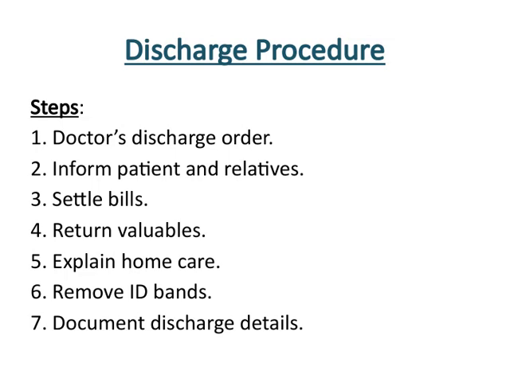Let's walk through the discharge procedure, which is a crucial part of patient care and ensuring a smooth transition from hospital to home. First, we need the doctor's discharge order. This is the official clearance that the patient is ready to leave, confirming that all medical requirements have been met. Once we have that, the next step is to inform the patient and their relatives about the discharge. Clear communication here is key to make sure everyone understands the next steps and any ongoing care needs. After that, we need to settle the bills. This step ensures that all financial matters are taken care of before the patient leaves, avoiding any confusion later.